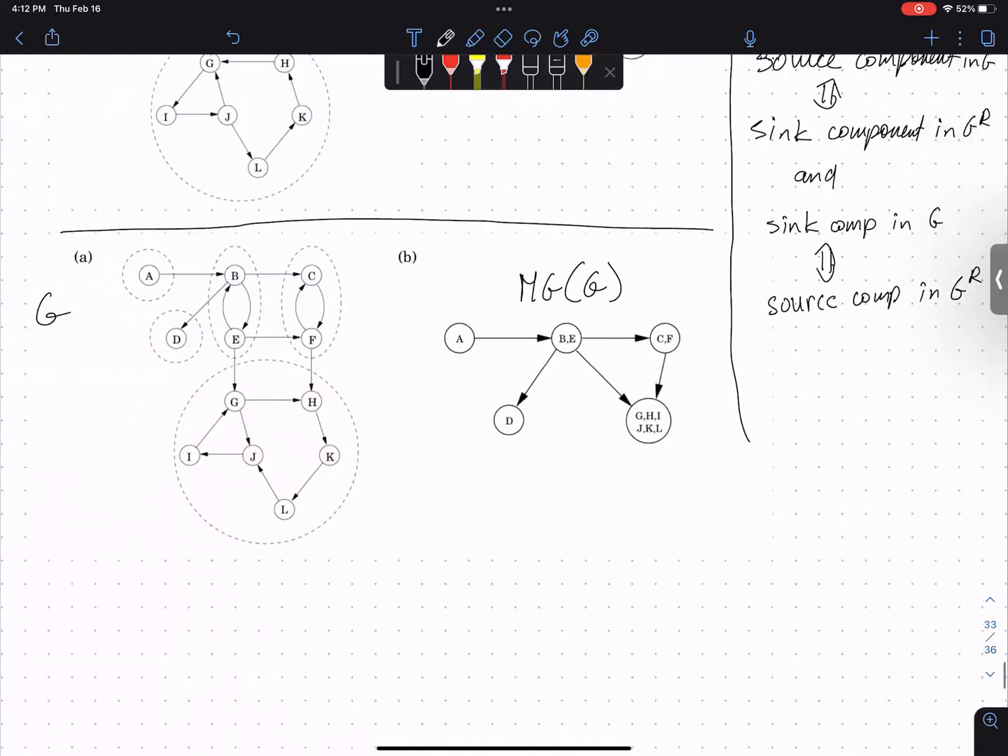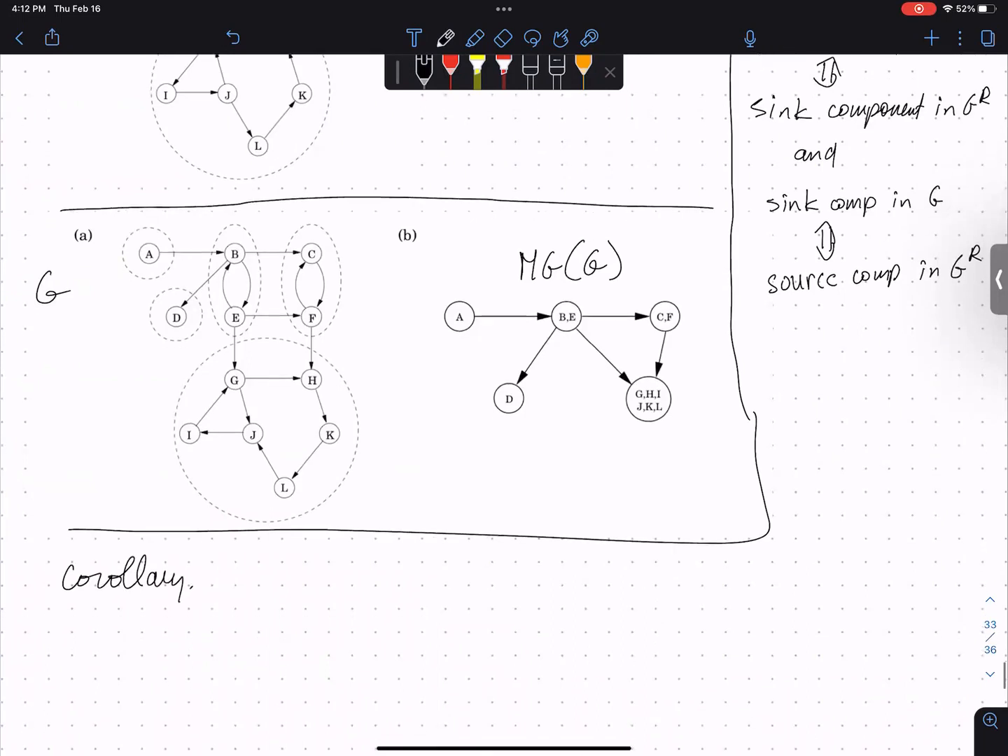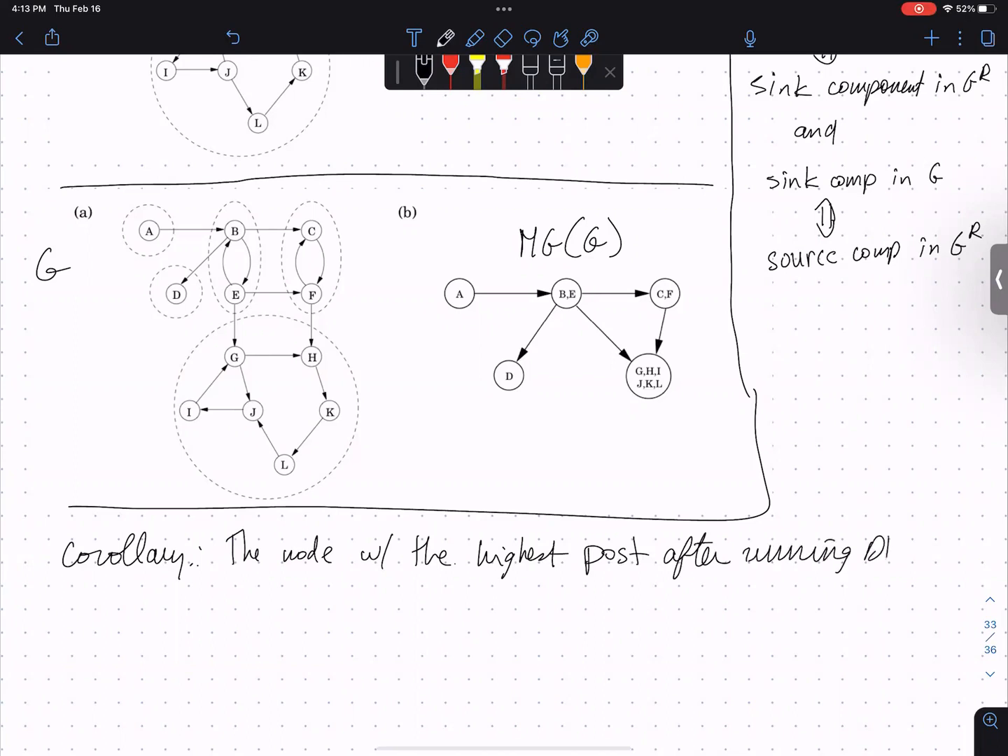Now, this is the connection we need, because now to find a vertex in the sink component of G, I just need to find a vertex in the source component of G reverse. So this is another corollary. The node with the highest post after running DFS on GR is in a sink component of G.